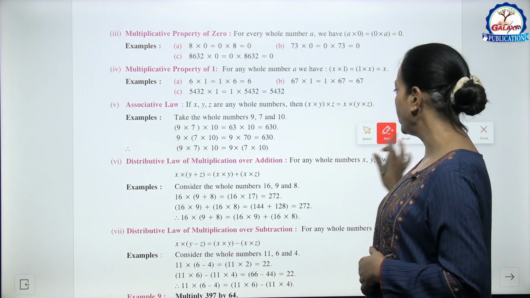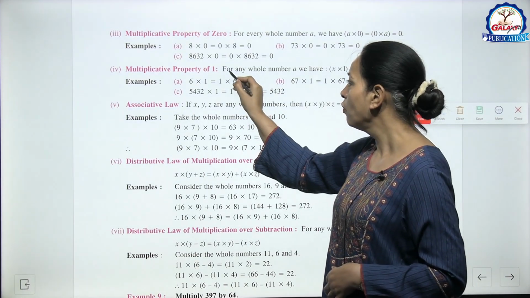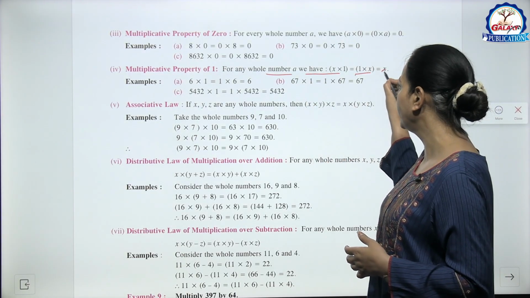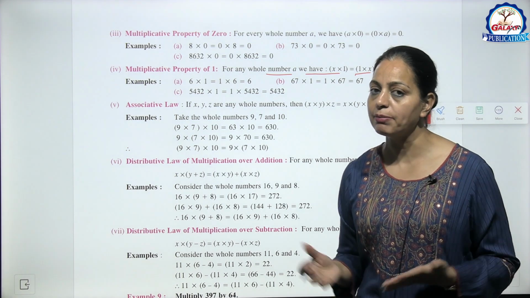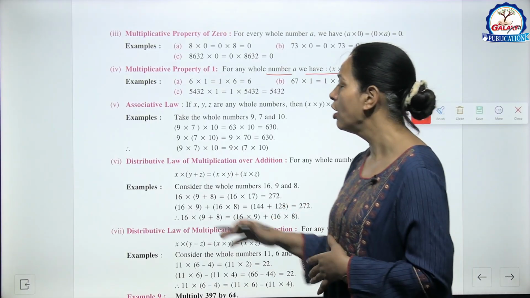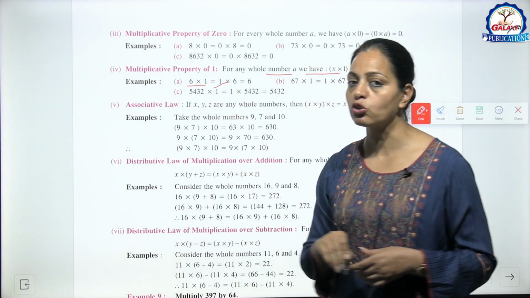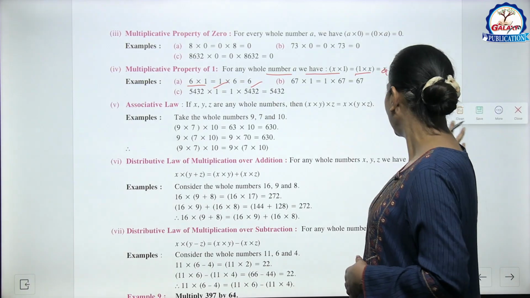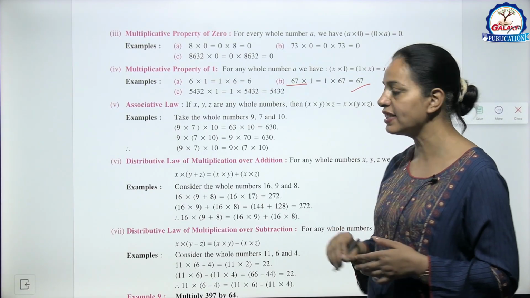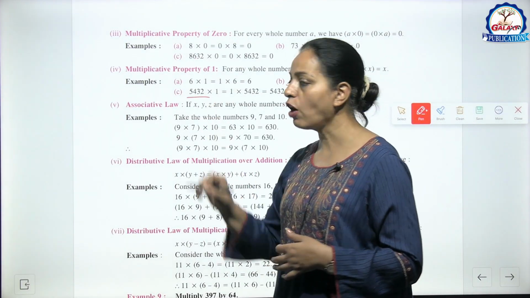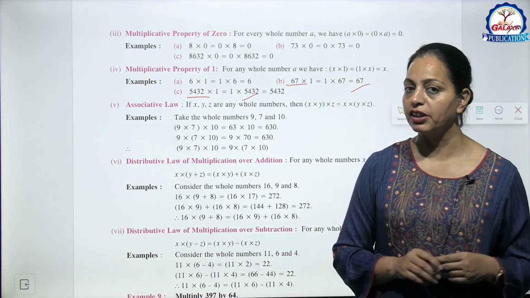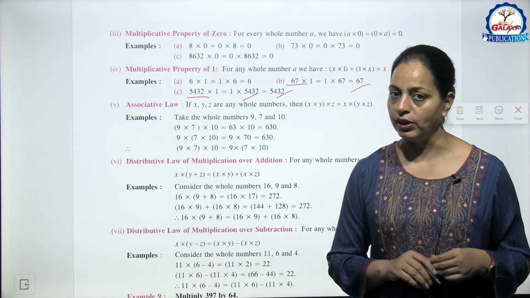Okay, now come to next multiplicative property of 1. For any whole number a, if we have a into 1 and 1 into a, that is a only. अगर हम 1 से मल्टीप्लाई करेंगे किसी भी नंबर को तो आंसर वो नंबर ही होगा. For example, 6 into 1 equals to 1 into 6, that is 6. And b part 67 into 1 and 1 into 67, that is 67. And c part 5432 into 1 and 1 into 5432, that is number only, same number.